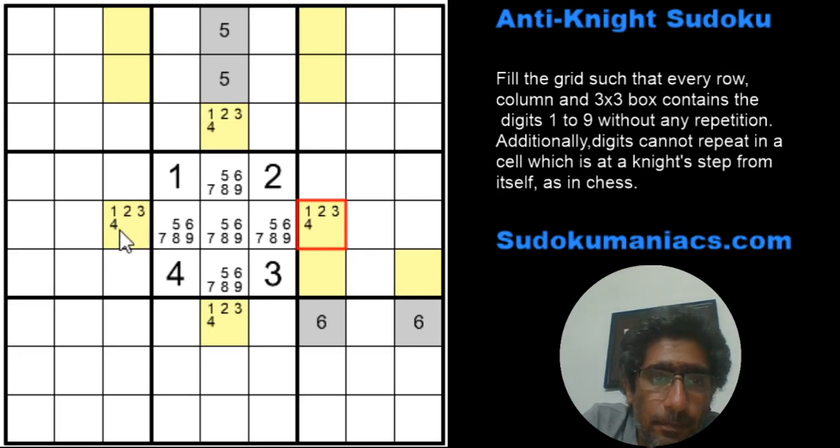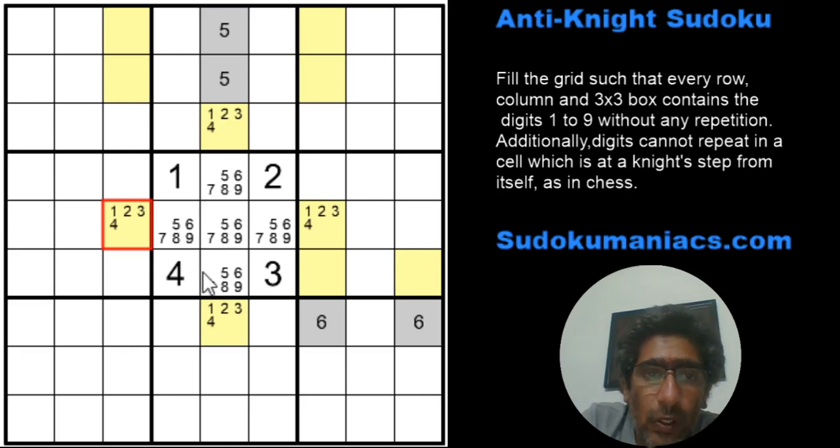The reason is this cell shares a row with the central plus sign, right? So obviously it cannot repeat here. And the other two cells which are left are at a knight step. And the same positional relationship applies to all these 4 cells at the corners of the plus sign. So this was another technique that I use to blindly eliminate possibilities.